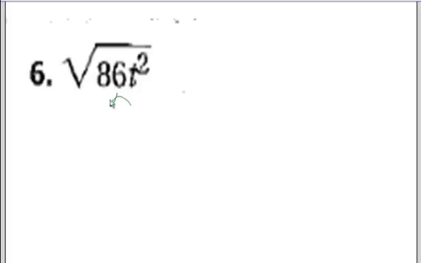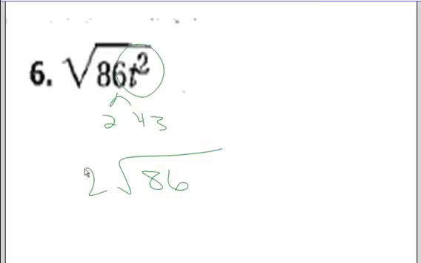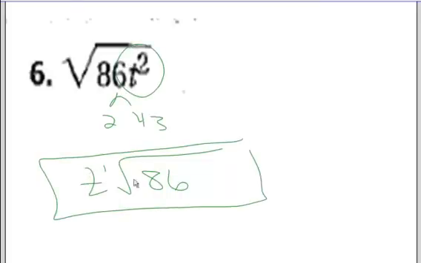One more of those. 86. Usually we use 2 and 43. And then you say 1 and 43. I can't do anything with it, so it's going to stay as 86. And if I have t squared, I have 1 pair of t's. 1 pair. So the only thing we can simplify out of all of that is t times the square root of 86.